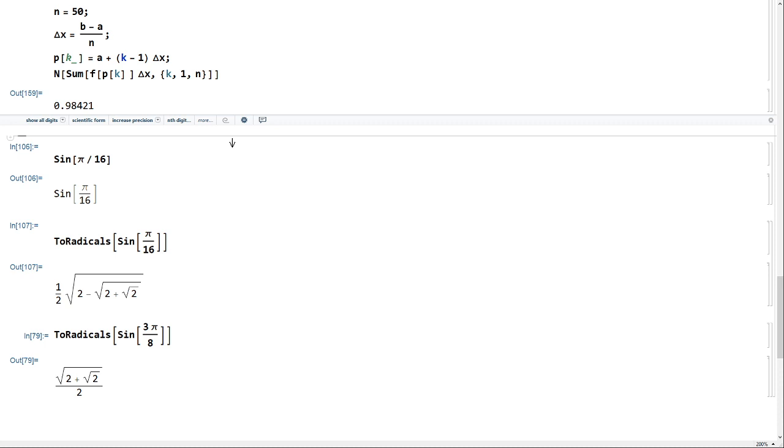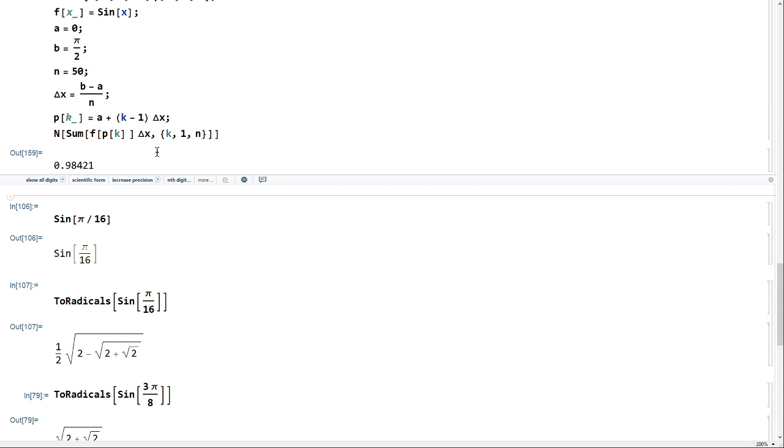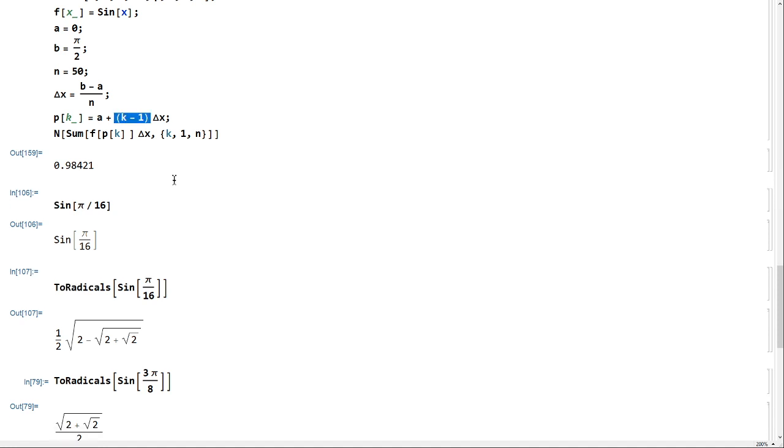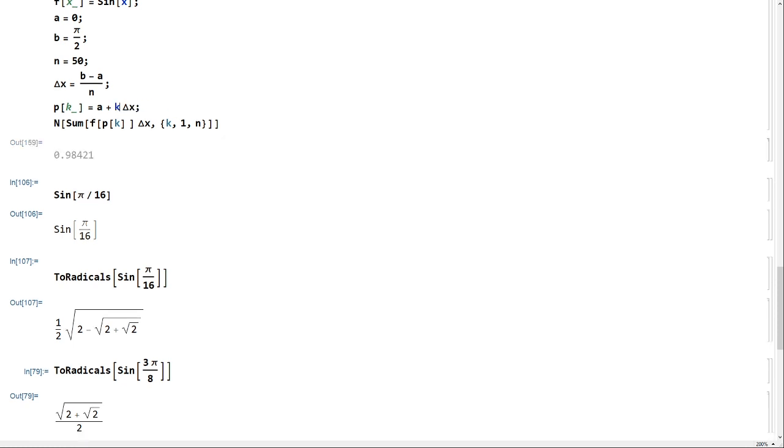Right. So that's going to give us this, 0.98421. All right, actually, let me keep with the 3 decimal thing here. All right, so the next thing I want is right endpoints. If I want right endpoints, I actually do want to start with a plus delta x, right? I want to start at x1. So I just have k. Make sure there's a space here, right?